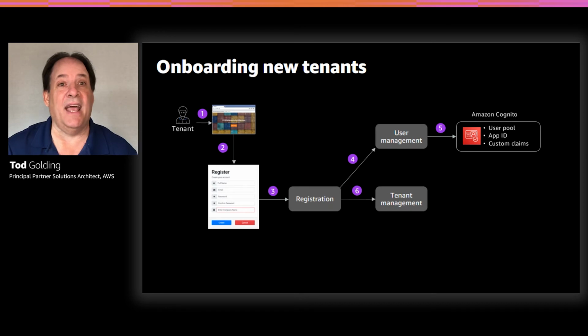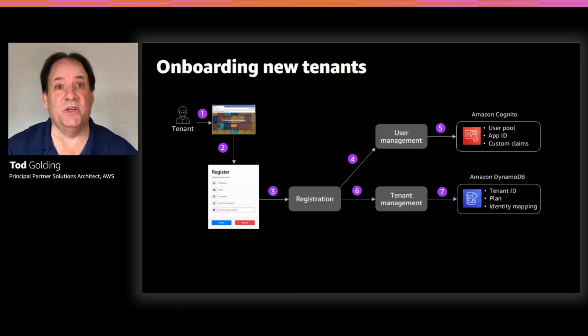We also have to create an actual tenant in our system because remember, we can have a single tenant that has many users. So we separate the tenant and the user here, and then the tenant and its attributes get stored inside of DynamoDB. ID, plan, all the things about a tenant, plus some identity characteristics you'll see that we use later on as part of our OAuth flow and authenticating users.